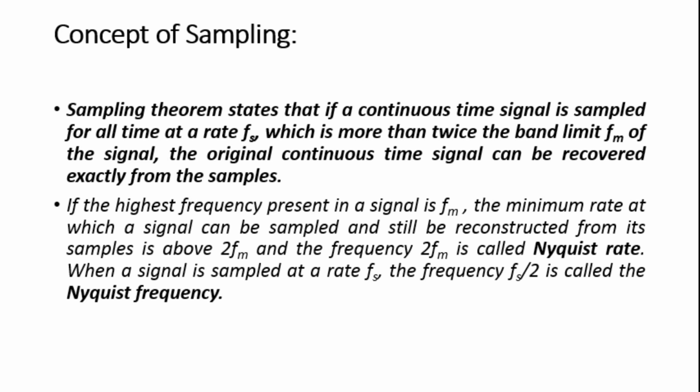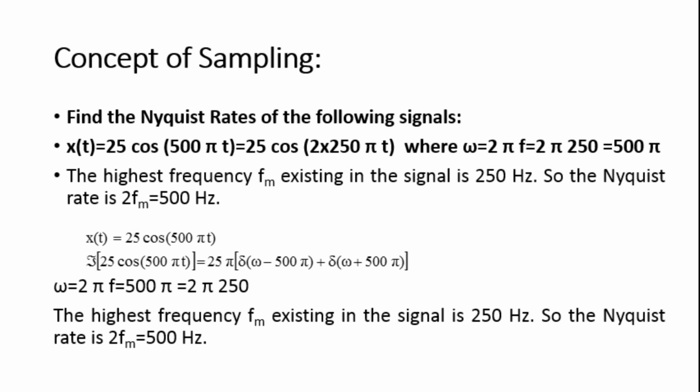When a signal is sampled at a rate fs, that means sampling frequency, the frequency fs by 2 is called the Nyquist frequency. Next, solve one problem. Find the Nyquist rates of the following signals.